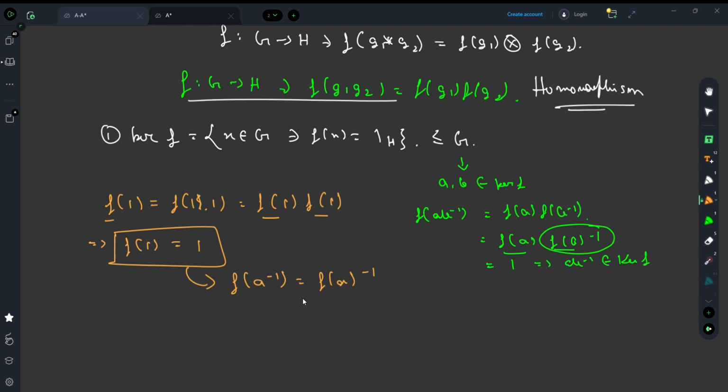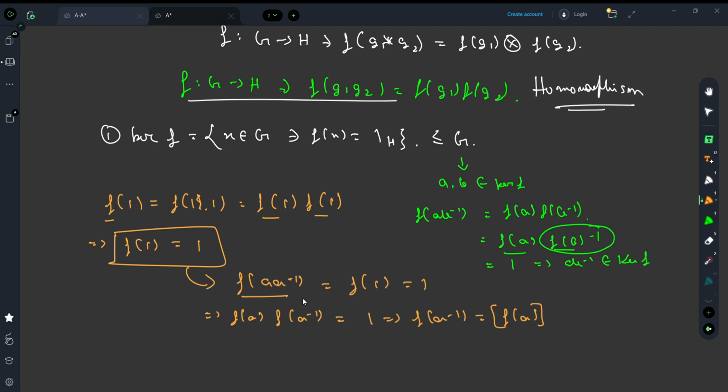Let me precisely give the statement as well. We can prove this in this way. f of A A inverse is f of 1, so it's 1. But f of A A inverse is f of A times f of A inverse, which equals 1. Then again, you can use the left cancellation to show that f of A inverse is f of A whole inverse. So this is a subgroup of G.